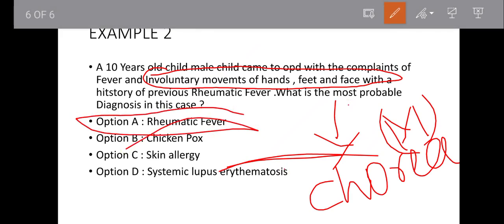So this is about the Jones criteria, the major and minor manifestations of Jones criteria, the mnemonic for remembering the manifestations, and some cases.